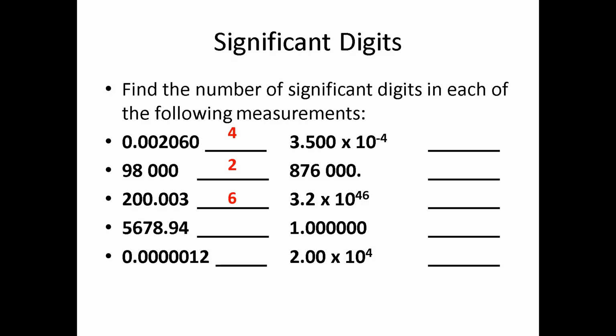So 6. Next number, there are no zeros in there, so everything counts. The last one in that column, 0.0000012, leading zeros don't count, so there's only 2. And the scientific notation, 3.500 times 10 to the negative 4. We look at the stuff before the times sign. They are trailing zeros, so I look to see if there's a decimal. There is a decimal, so I count them, so 4.